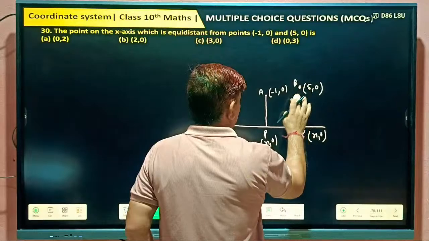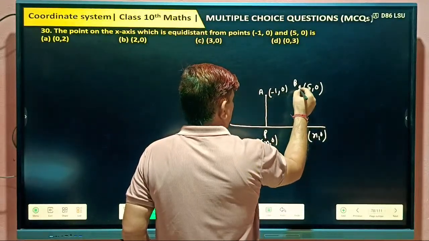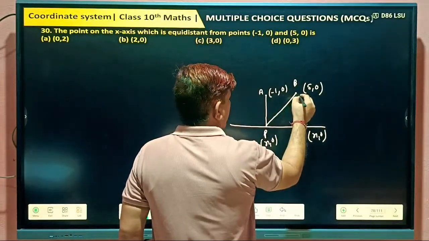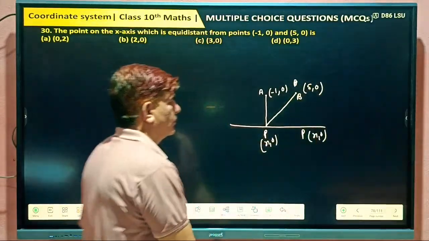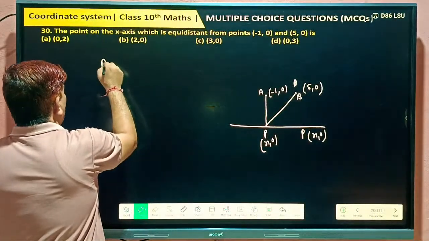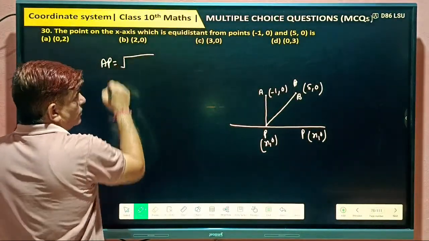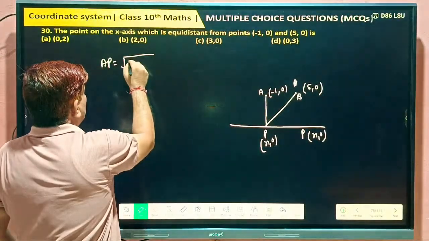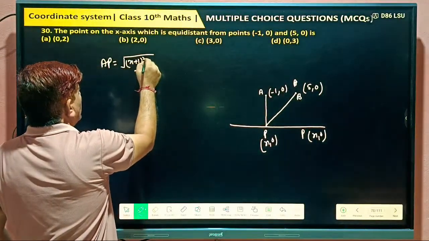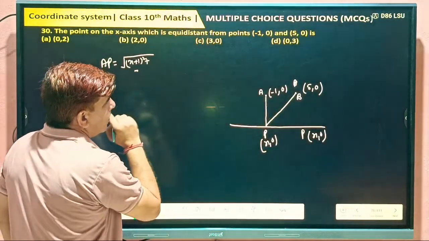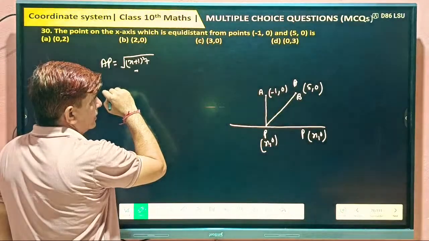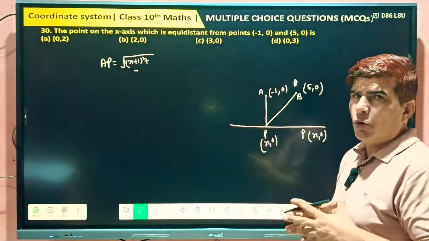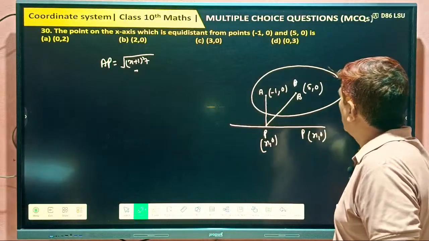So it means the distance from this point and this point B are the same. So first we can find out AP by the distance formula. Under the root, AP means OP minus OA. It means (x plus 1) whole square plus (0 minus 0) square. And one more thing I want to tell: how can you solve this question directly?